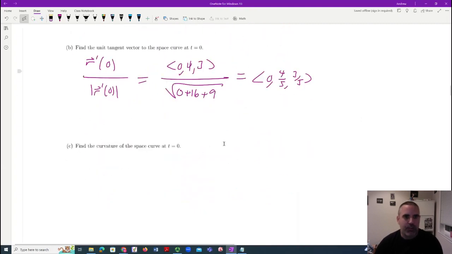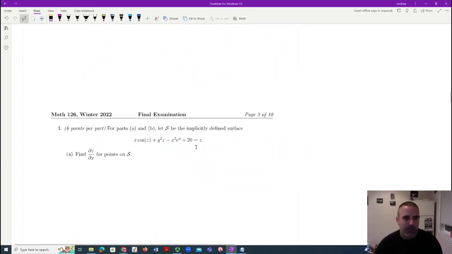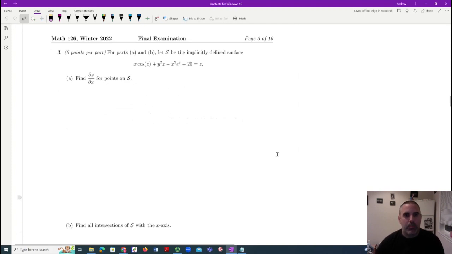Find the curvature. All right, I'm not going to do that part. Okay, maybe we'll do one of these implicit. So it says find the derivative with respect to x. So your two variables are x and z right here and right here and right here. So we start differentiating. Because there's two variables here, you do need the product rule.